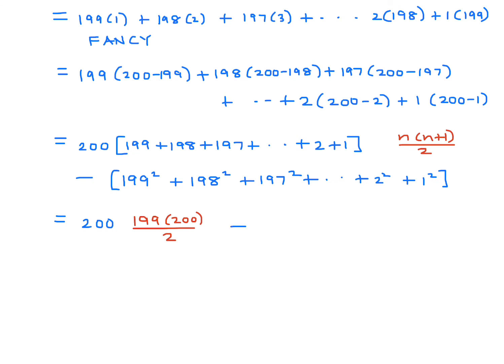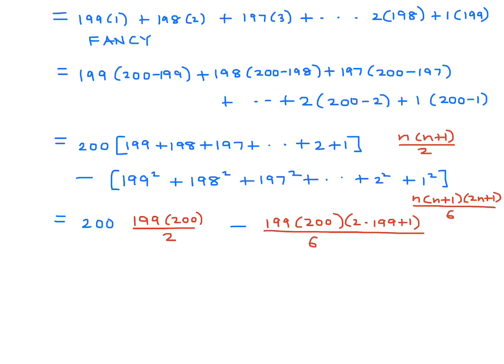The next one, however, not as many people know. That is adding consecutive perfect squares. Some of you know that one, some of you don't. No problem, I'll mention it. It is n times n plus 1 times 2n plus 1, but all over 6. So that's going to be 199 times 200, I'm adding these guys, times 199 times 2 plus 1, all over 6.